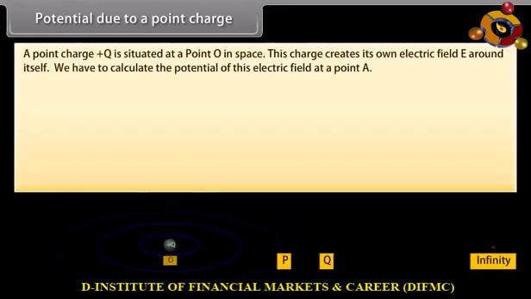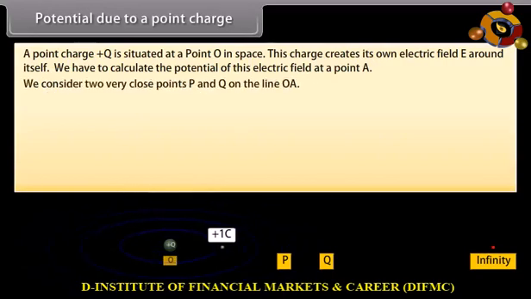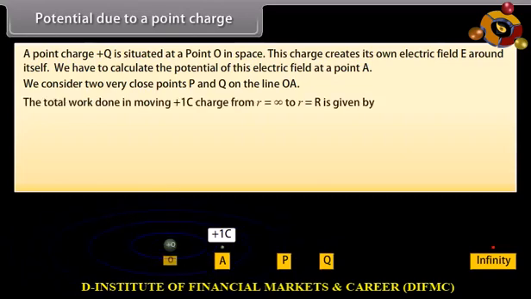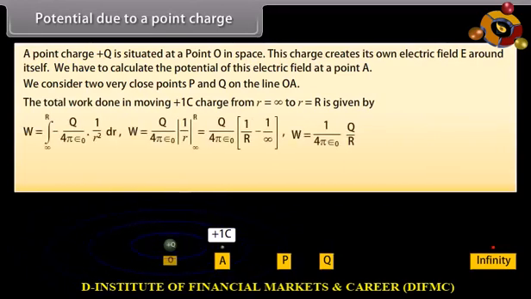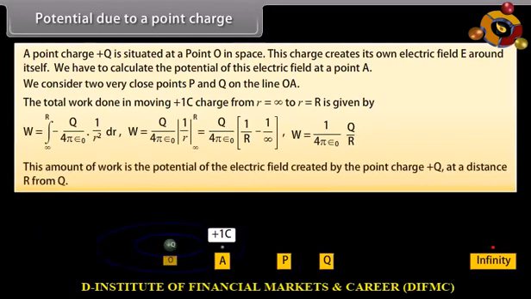Potential due to a point charge. A point charge plus Q is situated at a point O in space. This charge creates its own electric field E around itself. We have to calculate the potential of this electric field at point A. We consider two very close points, P and Q, on the line OA. The total work done in moving plus 1 coulomb charge from infinity to point R is given by W equal to 1 upon 4 pi epsilon naught multiplied by Q upon R. This amount of work is the potential of the electric field created by the point charge plus Q at a distance R from Q.